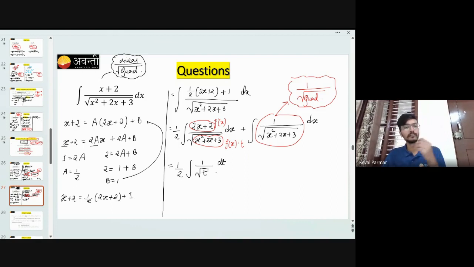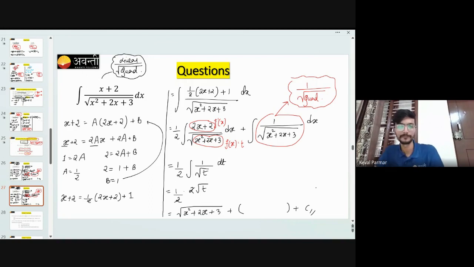So what is integration of 1 upon root t? It is, I guess, 2 root t. So 1 upon 2 into 2 root t, and the 2s cancel. And what is in place of t? In place of t we have this. So that is basically under root of x square plus 2x plus 3, plus whatever comes here, plus c. This is my answer. I hope you are clear about this.